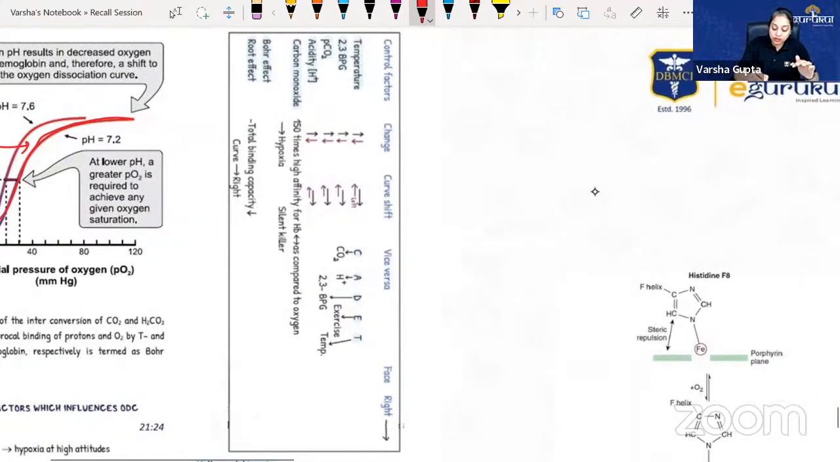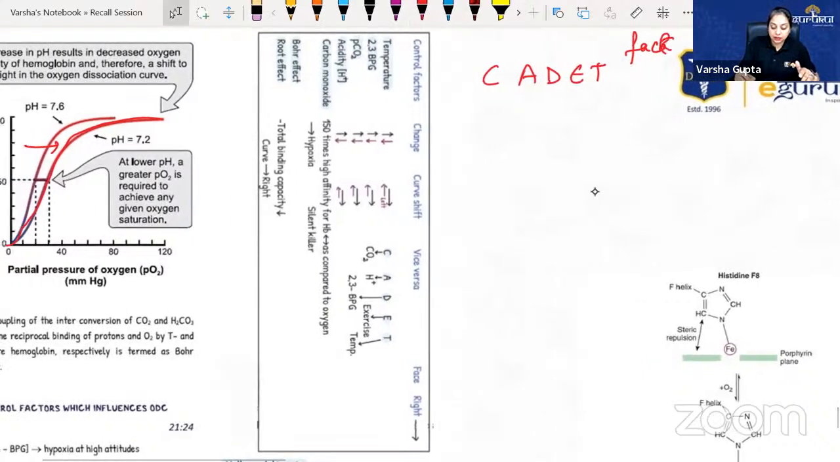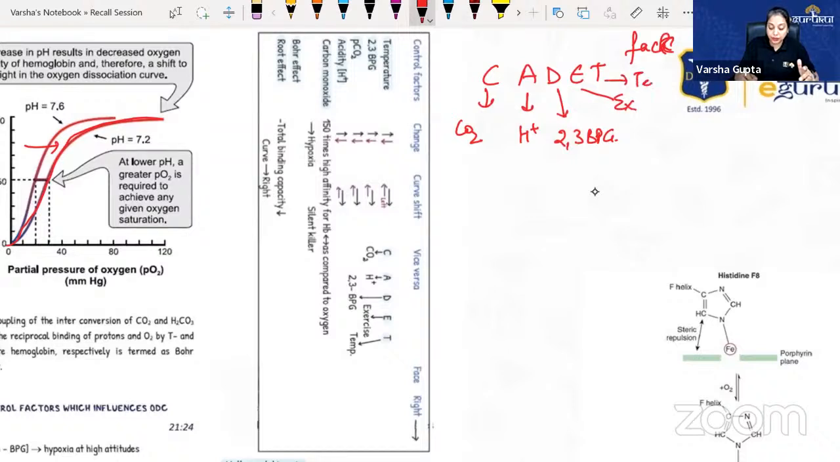And I have told you this thing, CADET, right? Face right. Where C stands for carbon dioxide, A stands for acid, that means the protons, D stands for 2,3-BPG, or DPG, E stands for exercise and T stands for temperature. They all shift the curve towards the right, which means unload more oxygen.